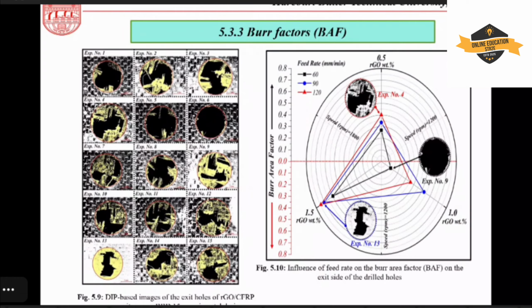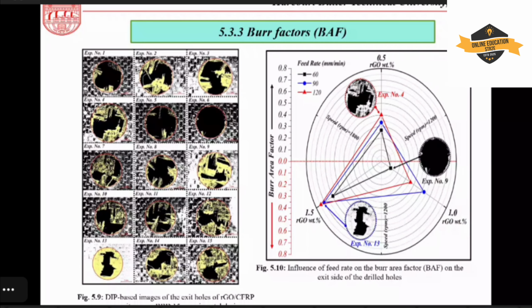In experiment number 2 there is a very high number of uncut fibers, and experiment 3 also has some. But if we observe image numbers 8 and 9, the hole is very precise. The hole is very accurate, so there is very little, only very minute fiber. This shows the drilling efficiency of our material.